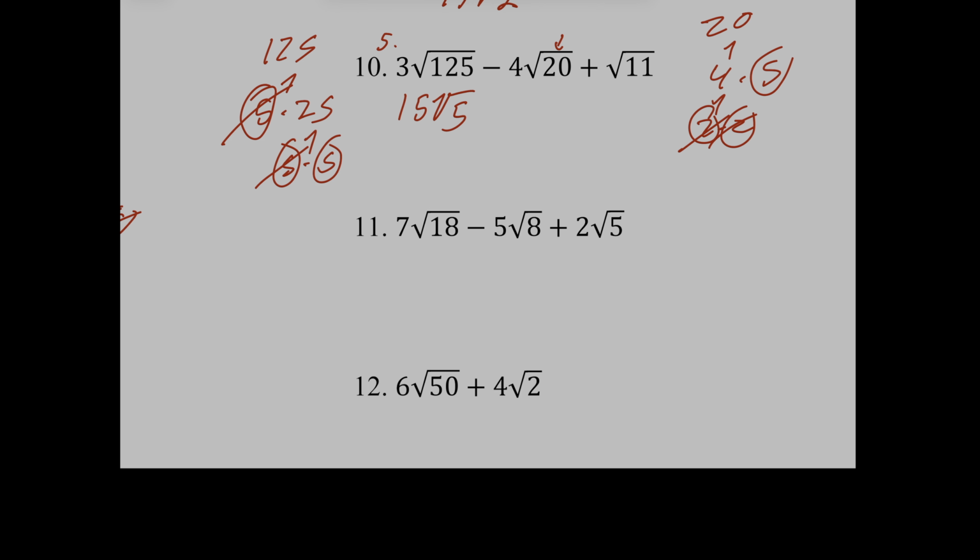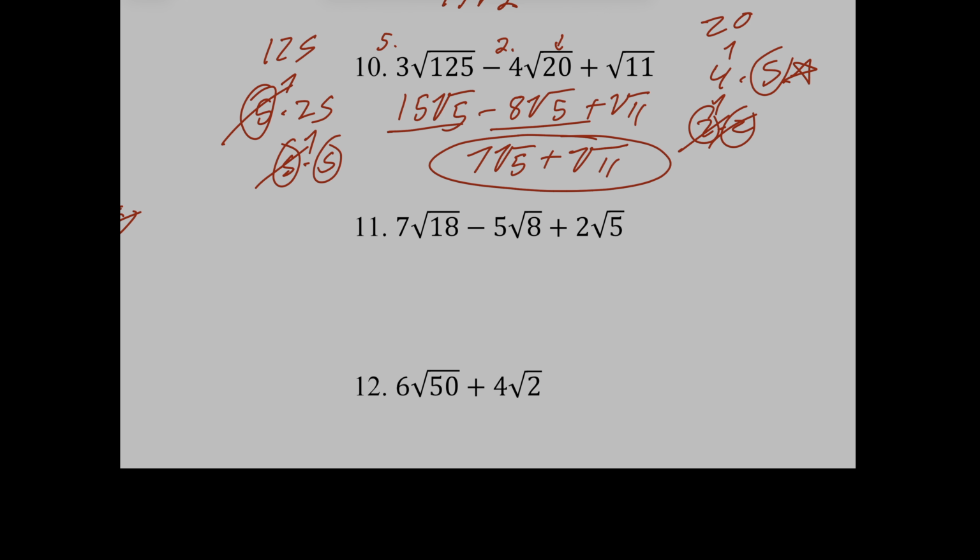I look for a pair, and I pull my pair out, and that's going to be minus 8 root... what's left over? The 5, plus root 11. I'm going to get 7 root 5 plus root 11.